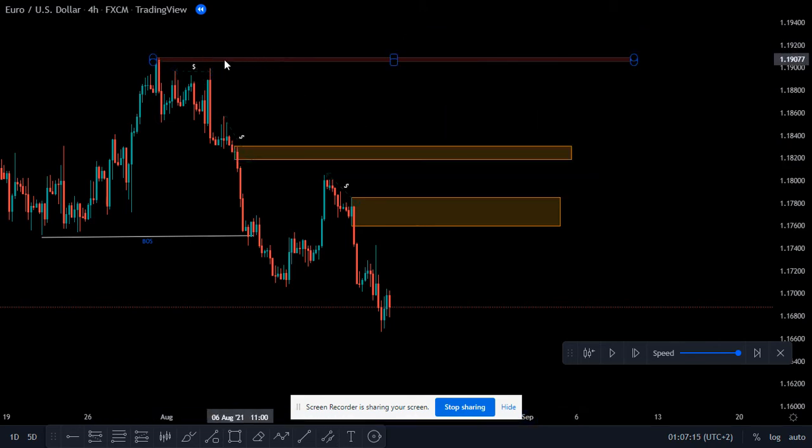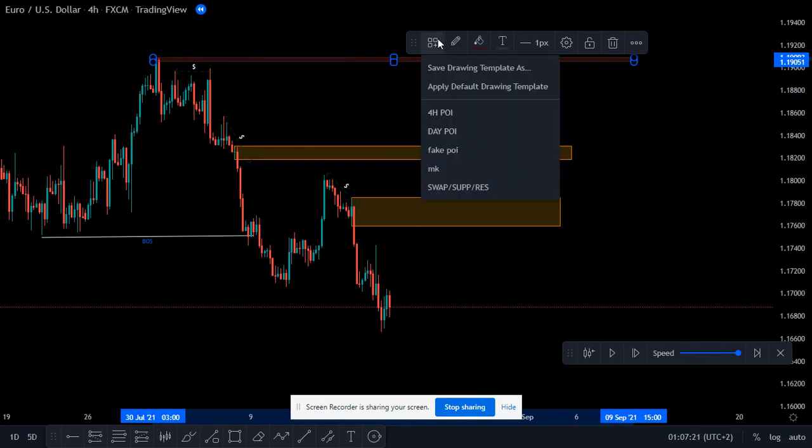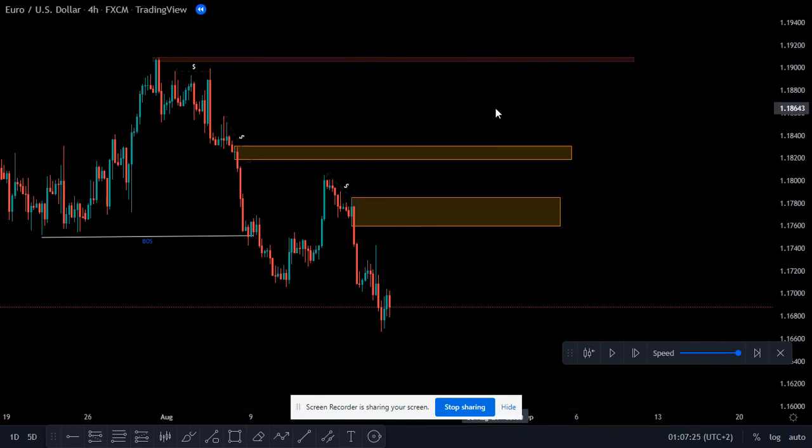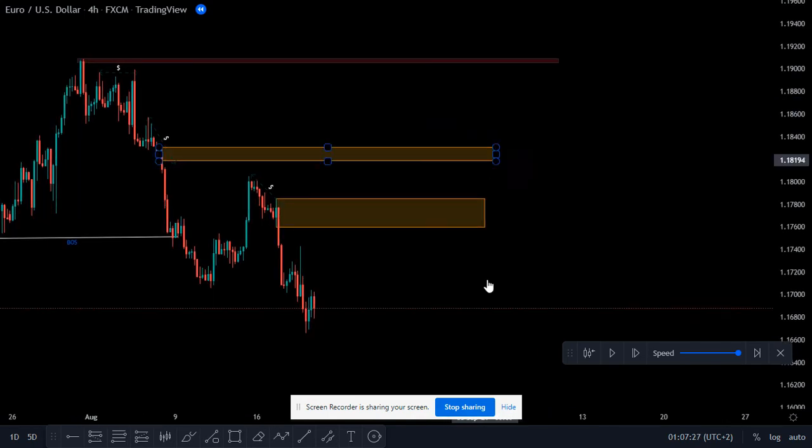Now, we check this order block. There's nothing above that order block. So this becomes our valid one. It becomes a strong order block. So we can name it a 4-hour point of interest. Now we let the market play out and see what happens.